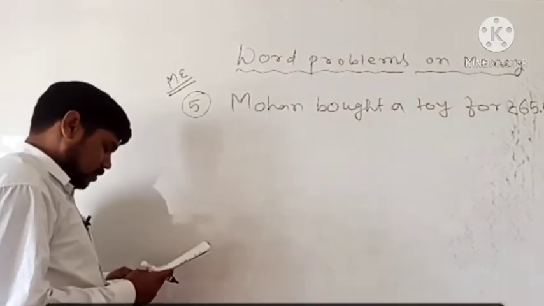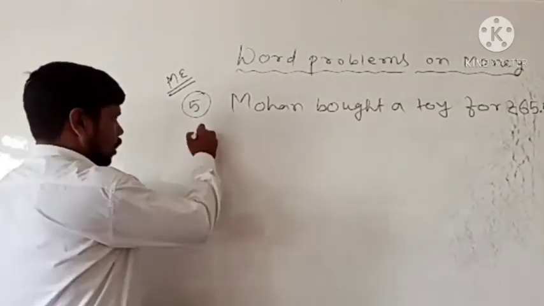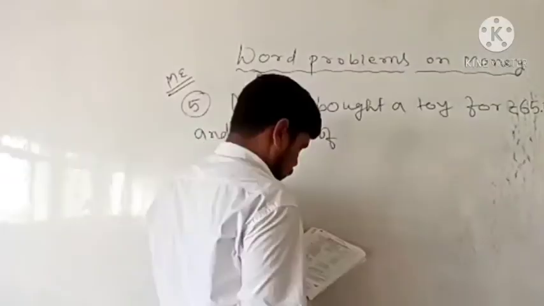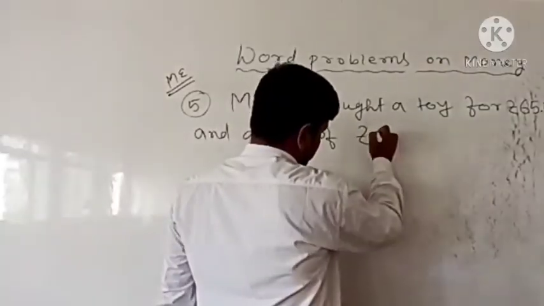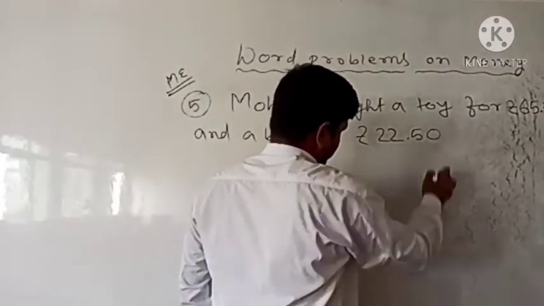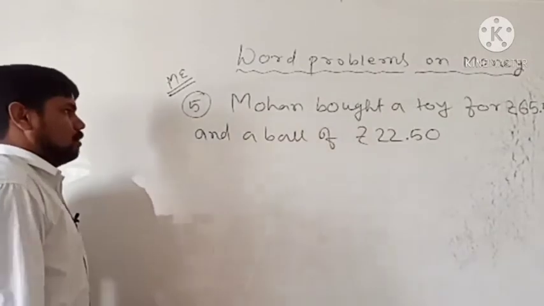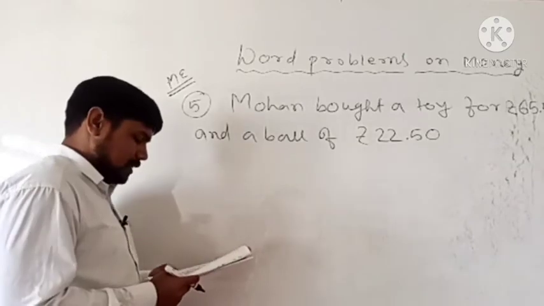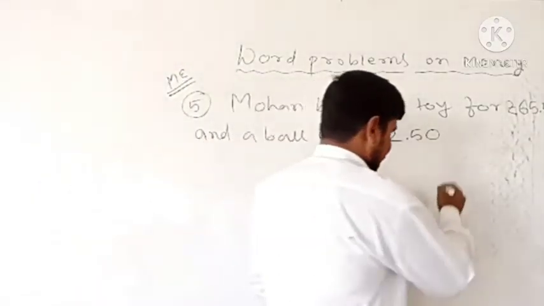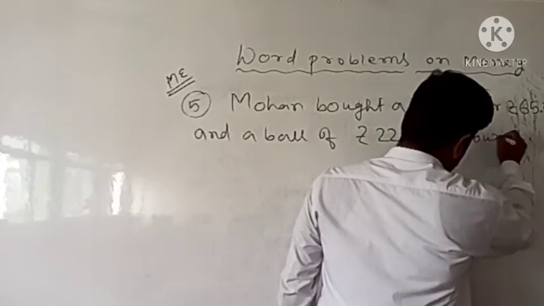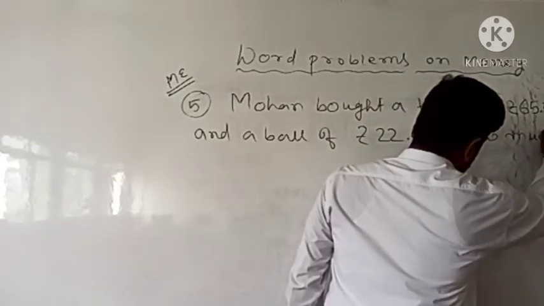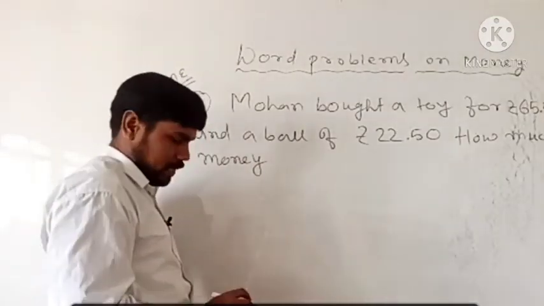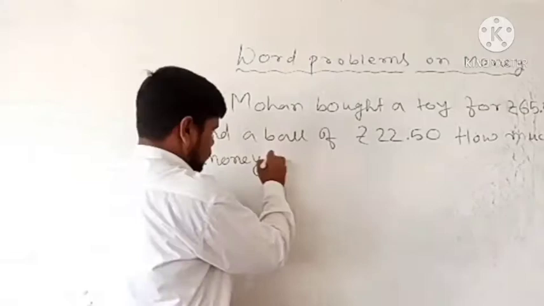Another thing he is also bringing, a ball of rupees 22.50. So one is a toy he is bringing, another is a ball. So these are the two things he is bringing. So how much money did he spend? So very simply you have to tell how much money did he spend.